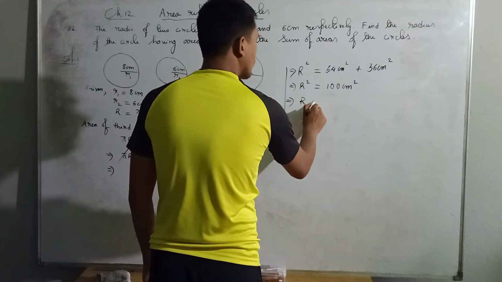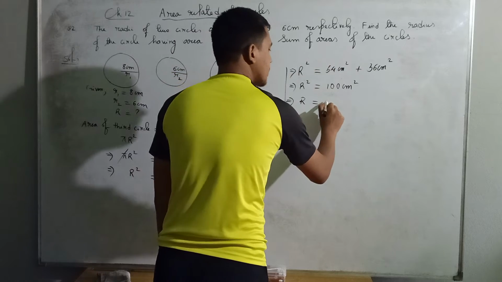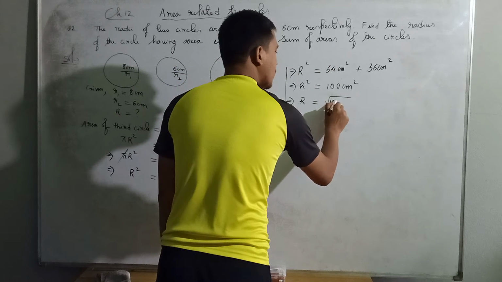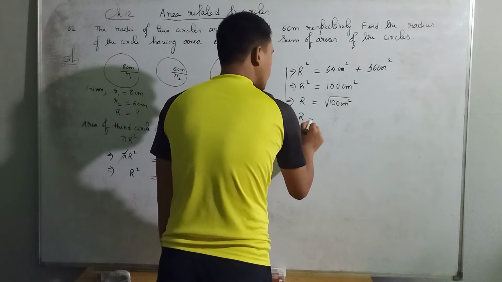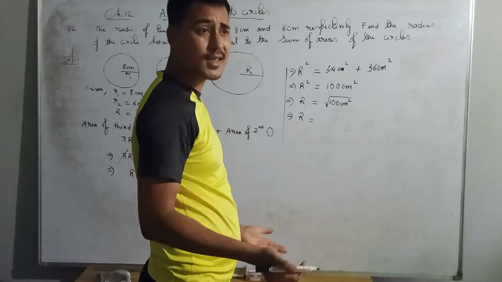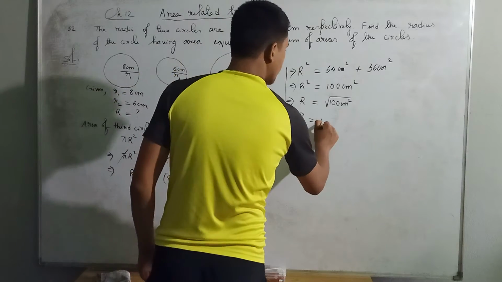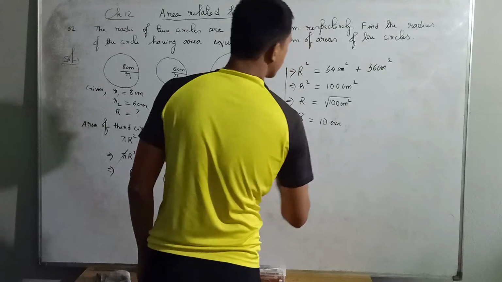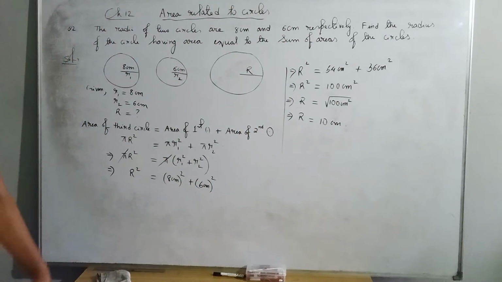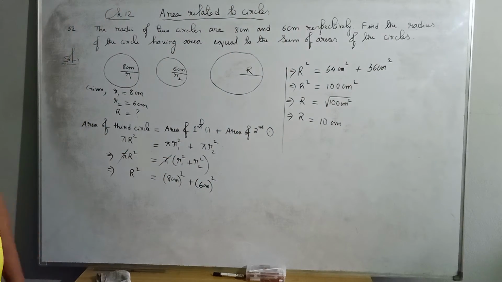So your radius will be, you transpose the square, then it becomes square root of 100 centimeters square. Now we all know that the square root of 100 is 10, it's very obvious. And square root of centimeters square will be centimeter. So the radius of the third circle is just 10 centimeter. Alright.